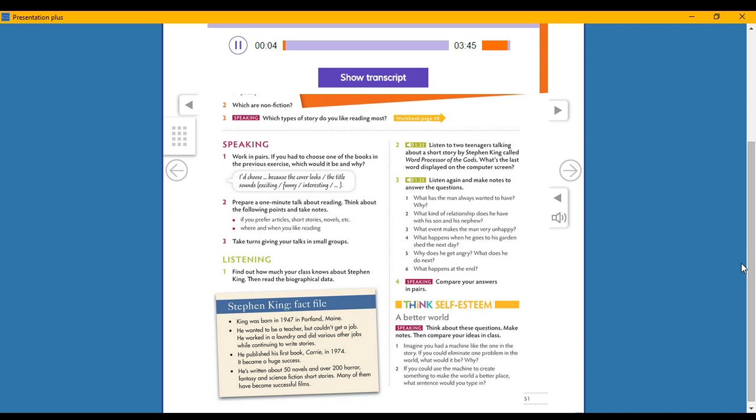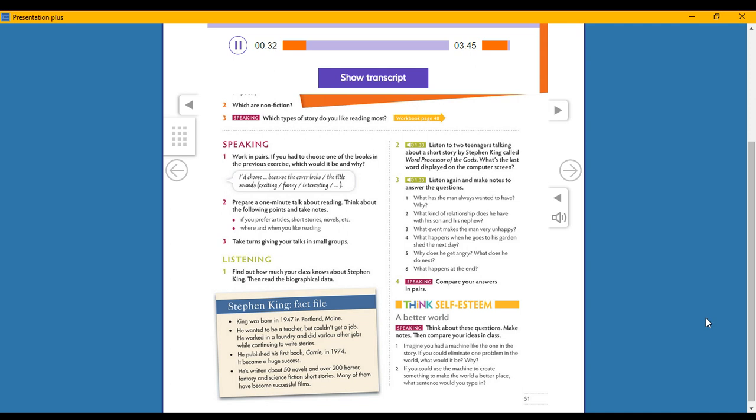1.33. Hey Zoe, read any good books recently? Yeah, I've just read this great Stephen King story called Word Processor of the Gods. What's it about? It's about this man who wants to be a writer. He's got this shed, this little house in the garden, where he works on his stories. He's always wanted to have a word processor, a computer to write with, but he's never had the money.